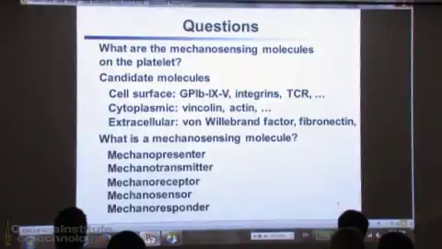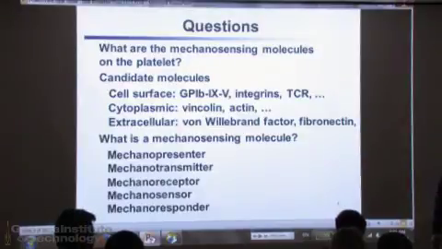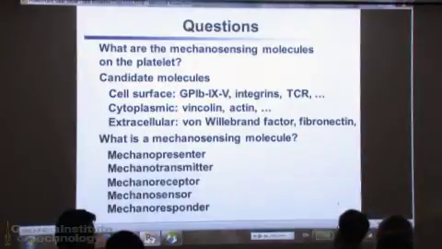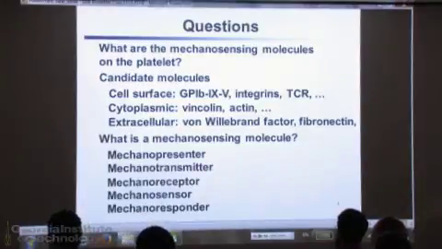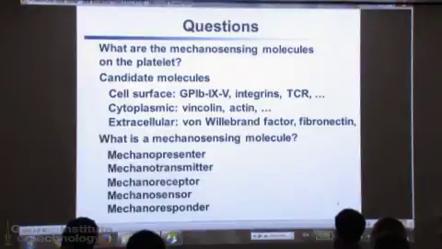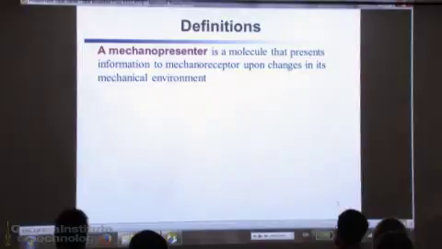It's the definition of a mechanosensing molecule. So it's not a possible molecule that may do that. Really trying to dissect different aspects, or if a molecule plays some role, you look at any of those candidate molecules, what exactly their roles are. I break it down into mechanopresenter, mechanotransmitter, mechanoreceptor, mechanosensor, mechanoresponder. Now, the title of my talk is really down here, but I'll touch on the other things as well. So here's the definition.